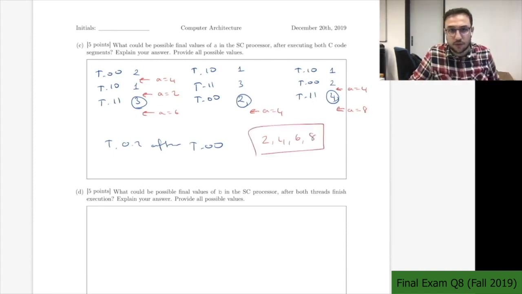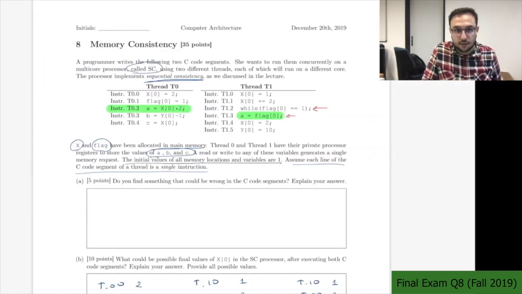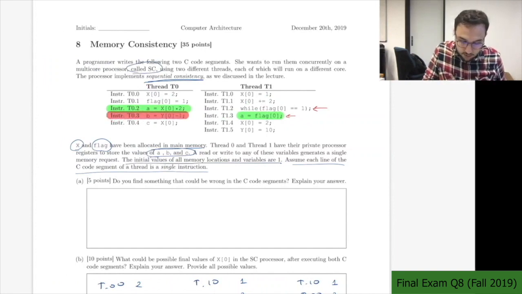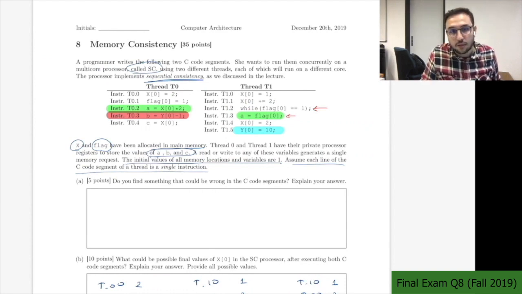The next part of the question asks about all possible values that B can get. B is set only in this instruction, and it's purely dependent on Y0's value. So we need to check what values Y0 can get and what the ordering of these instructions can be. You can see that Y0 only changes at this instruction, which can never be reached because of the infinite loop again. And we know from the assumption that Y0's initial value is 1. Therefore, B can only get one value, which is 0.